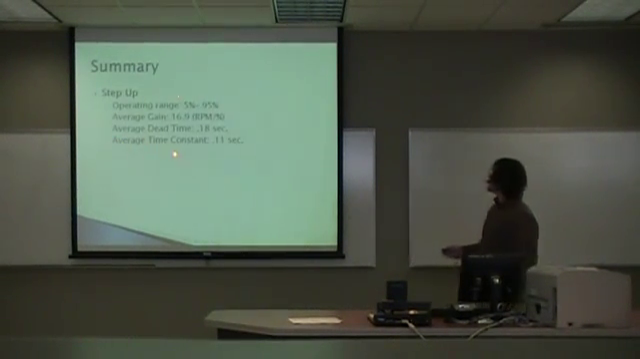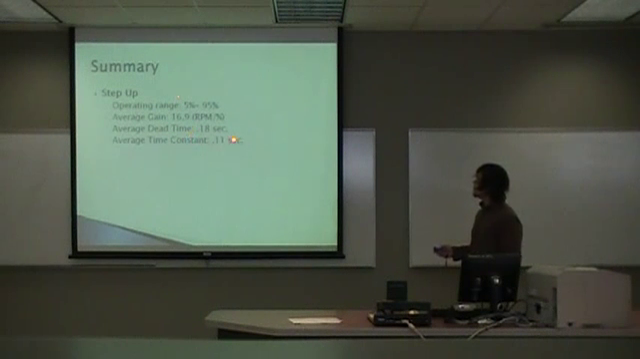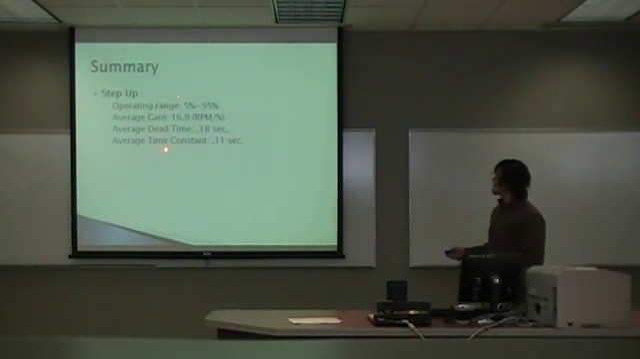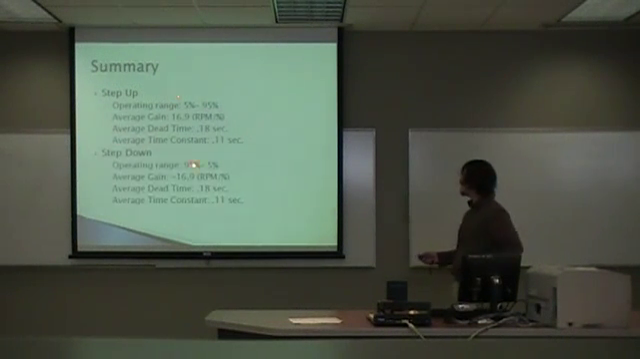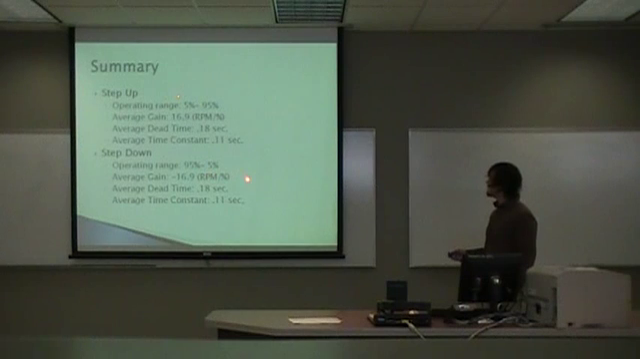So our step up was from 5 to 95% with an average gain of 16.9 RPMs per percent. Our average dead time was 0.18 seconds, and our average time constant was 0.11 seconds. It's basically the same thing for the step down, except from 95 to 5%, and our gain was, of course, a negative.